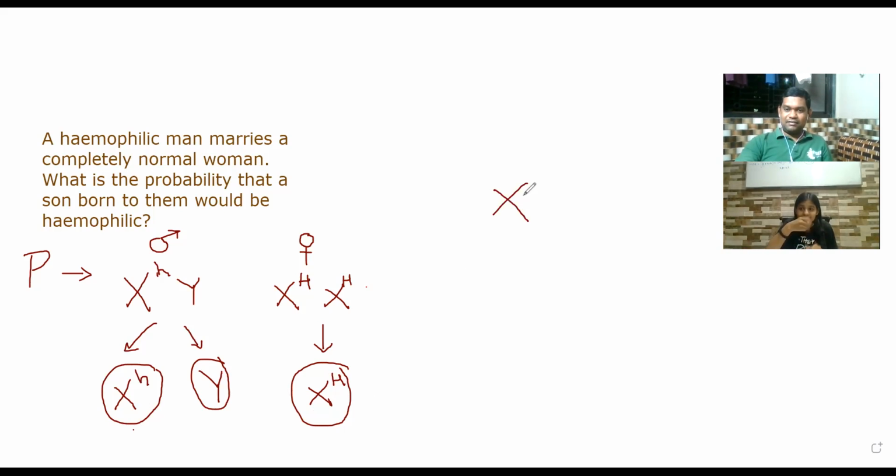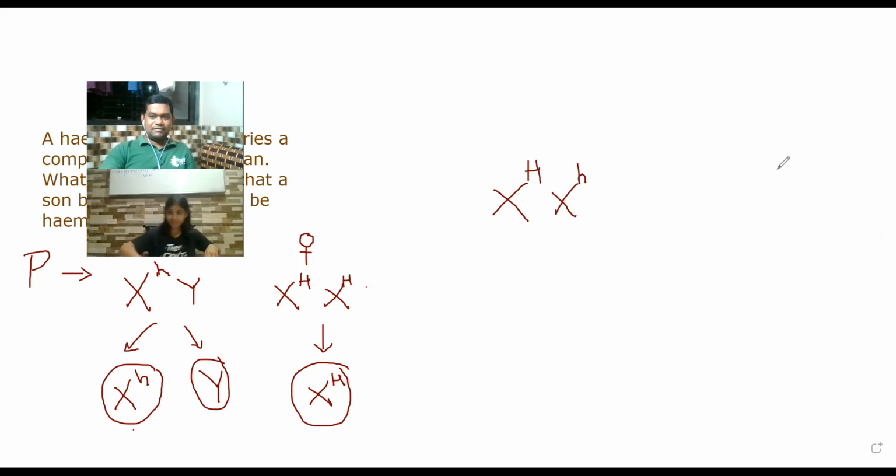So that means this is a female, hemophilic नहीं है, carrier है. This one is a carrier. And the other thing is X with a capital H and Y. No other type of children.